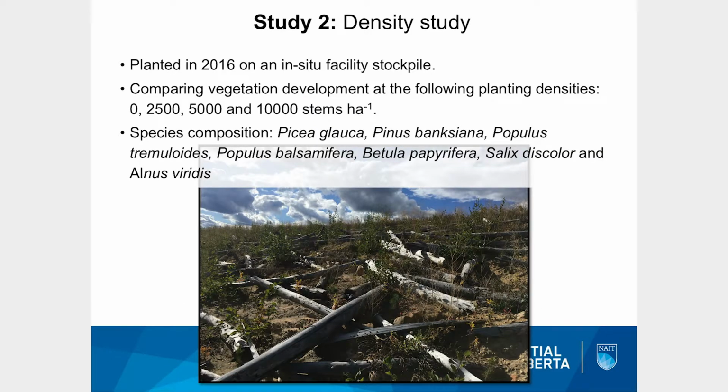Okay, study 2. This is actually a density trial. It's a large-scale density trial on an in-situ facility stockpile, about 8 hectares in size. In this study, we're evaluating establishment density. So we're planting this site with either no planting, 2,500 stems per hectare, 5,000 stems, or 10,000 stems of this dog's breakfast of species. There are a number of species here.